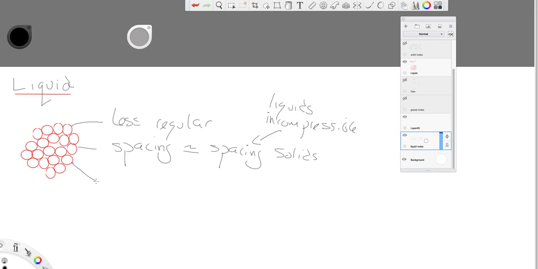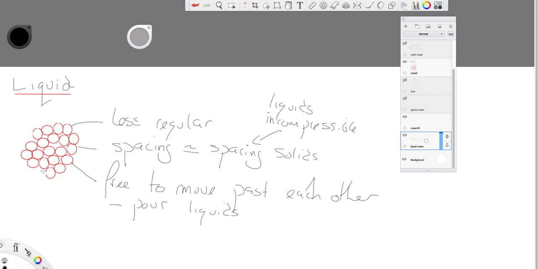Now, these are free to move past each other. So you've got weak bonds here. In a solid, they were bonded together, strong bonds. Here you've got weak bonds between your atoms or molecules in a liquid, and so they can slide past each other. You can pour liquids.